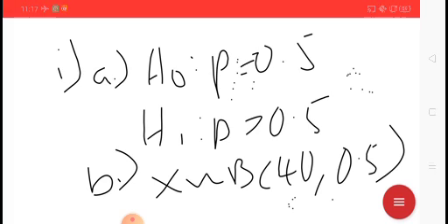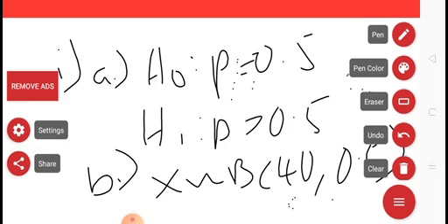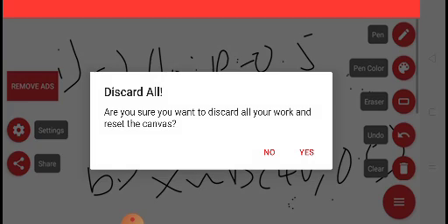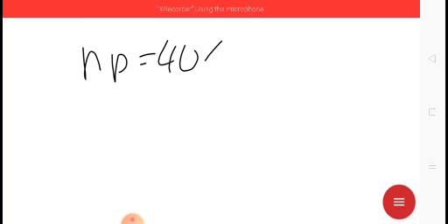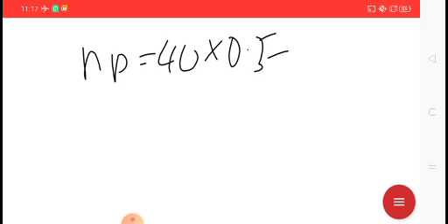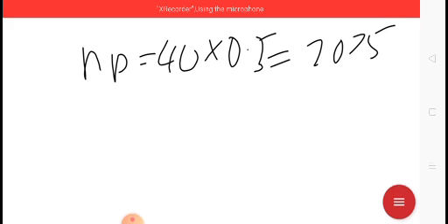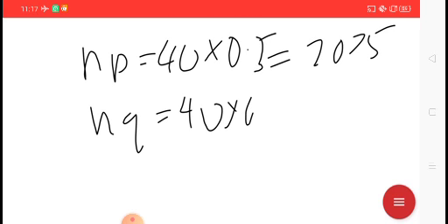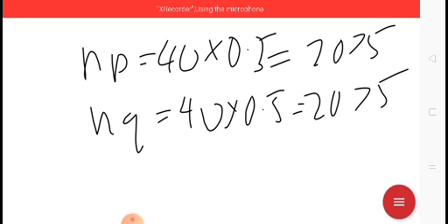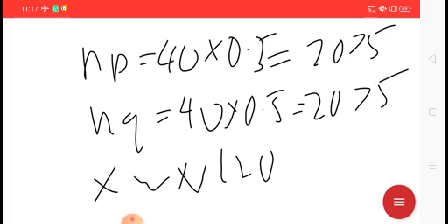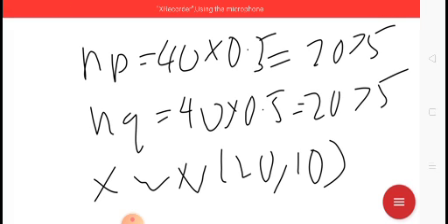H not, right? Okay, so now we see if you use the approximation approach, what happens. For this case, let's say NP is equal to 40 times 0.5, so it's 20, larger than 5. NQ is also 40 times 0.5, so it's 20, also larger than 5. Once you have this confirmed, then you can form a normal distribution. Okay, once you have this, you may need to find the critical region.